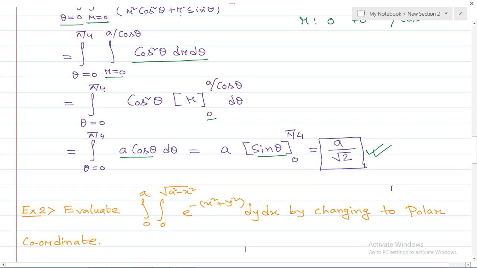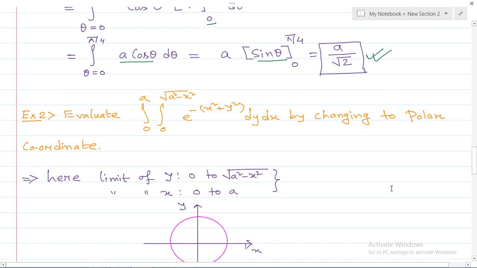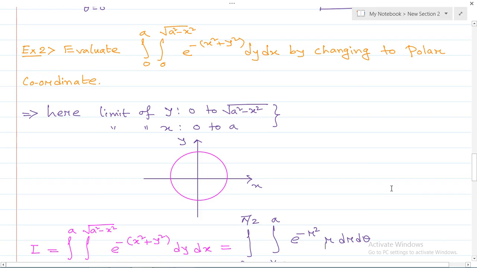Let us come to the next problem. Evaluate the integration 0 to a, square root of a square minus x square, e power minus of x square plus y square, dy dx. From the limits you can understand that the first limit is the limit of y and the second limit is the limit of x. So we write y equal to 0 to root of a square minus x square, and x will vary from 0 to a.